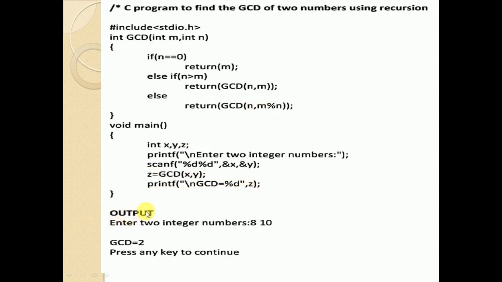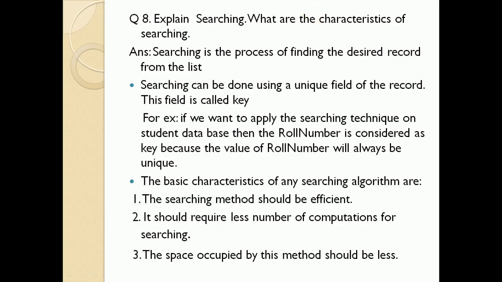So here you can see the output. Enter the two integer numbers. They have entered the two numbers 8 and 10. So they have to find the GCD of 8 and 10. GCD is 2. Okay, so this is the program where you can find the GCD of two numbers. Let's see the next question, that is the 8th.